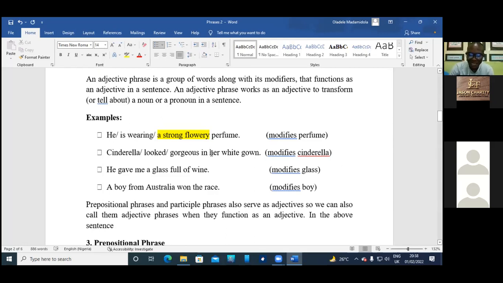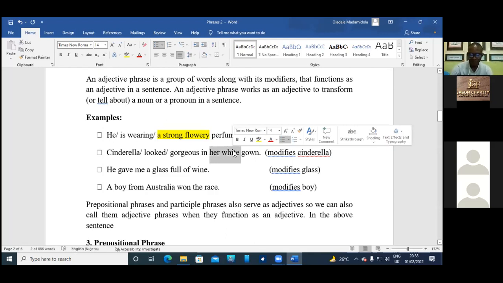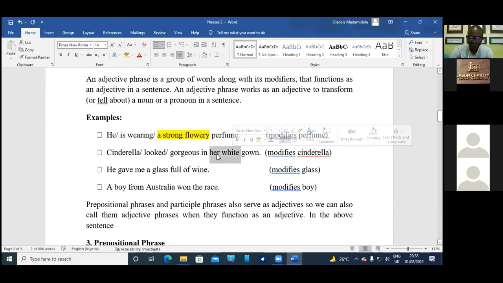So here, what is describing this noun is what? White. You can't take white alone. White is an adjective, right? Adjective of color. Right? Yes, sir. But because white is just one word, it will not be a phrase. So that is why you take the word that is modifying together with it. White gown, then gown is the noun. So white gown here is the adjective phrase. Is that okay?